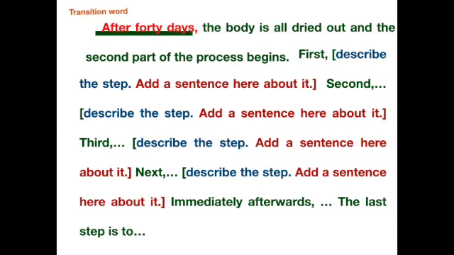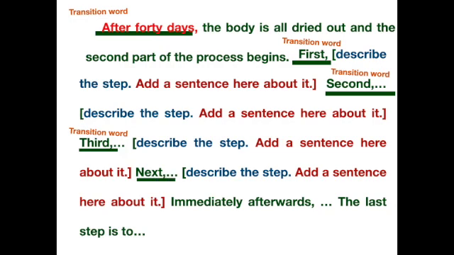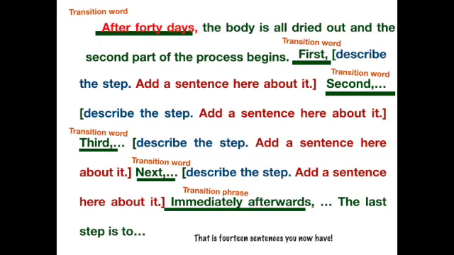I transitioned from the last paragraph. So I have a transition word here. I have a transition word here. And every step has its own transition word. You can say first, second, third, fourth, fifth, sixth. You can say next, afterwards, immediately afterwards, much later, something like that. If you follow this pattern here, you will have 14 sentences in that paragraph. And that's pretty impressive. That's pretty good.